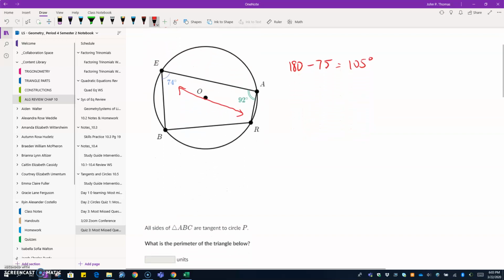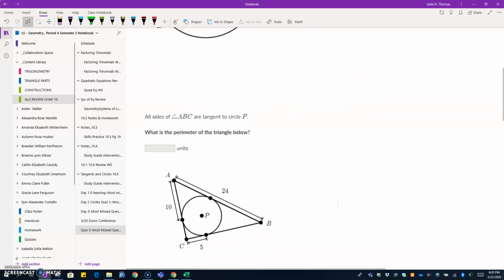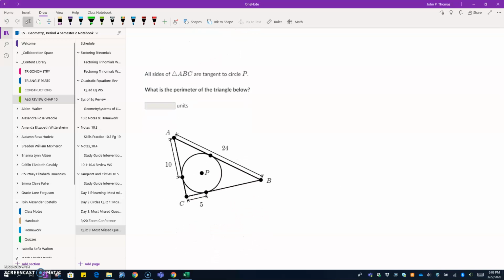If I jump over to the second most missed question, this one is a walk-around problem. So we've got 24 for this full long side. We've got 10 over here. So I can bring those two as congruent. So I can bring a 10 over there. 24 minus the 10 gives me a 14 for this piece. Because these are tangents, I know this is congruent, so it's a 14 as well. And this 5 here, I can carry over to this piece as a 5 there.